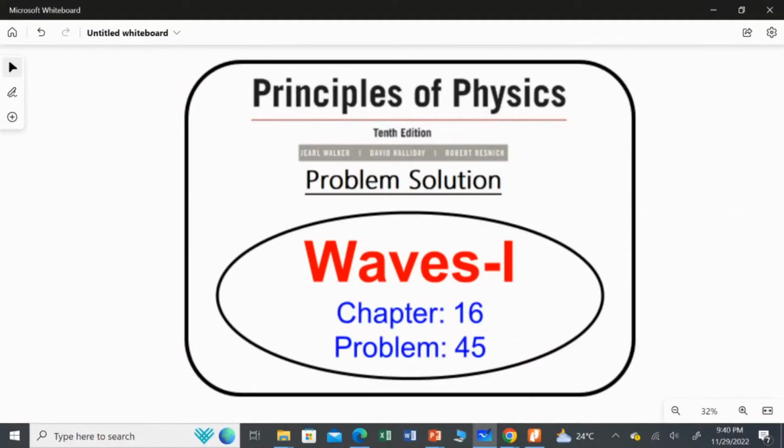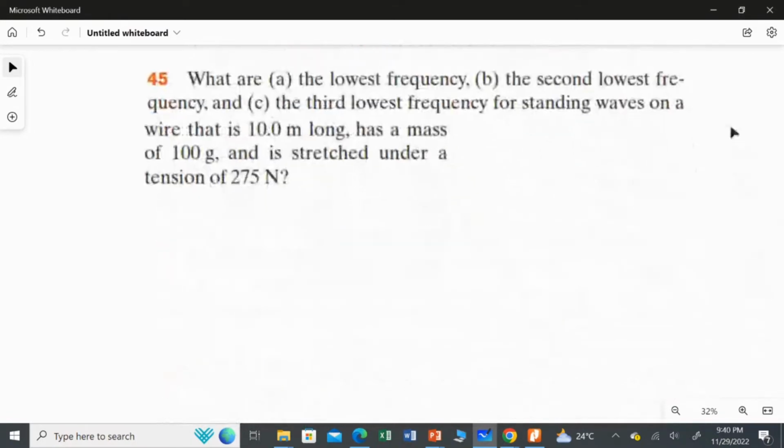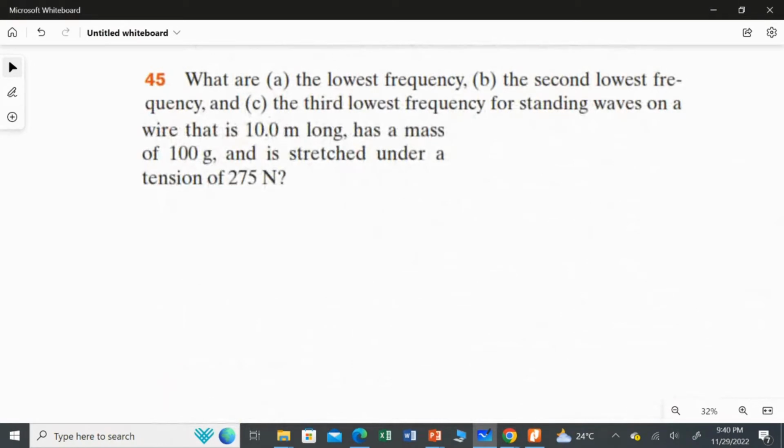In this video, I am going to solve problem 45 from chapter 16, Waves Part 1. What are the lowest frequency, the second lowest frequency, and the third lowest frequency for standing waves on a wire that is 10 meters long, has a mass of 100 grams, and is stretched under a tension of 275 newtons?